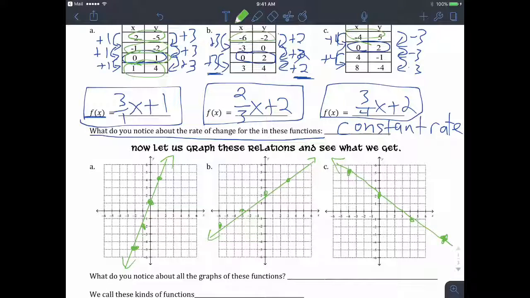And then hopefully you guys noticed that all these graphs are lines, okay? And because they're lines, they have a special name. We call these kinds of functions linear, all right? Now let's go down to the next part of this.